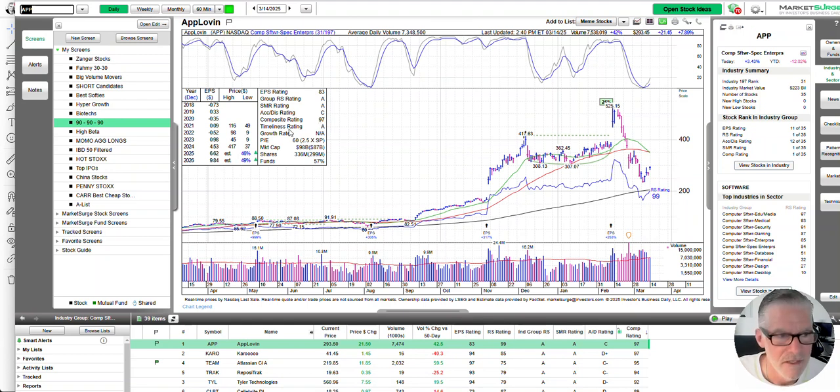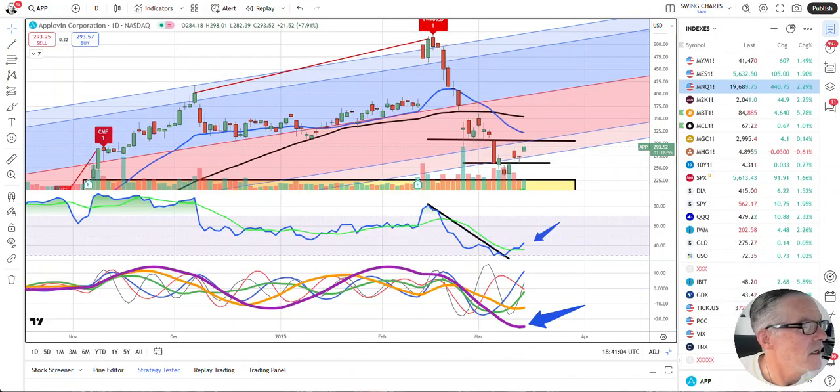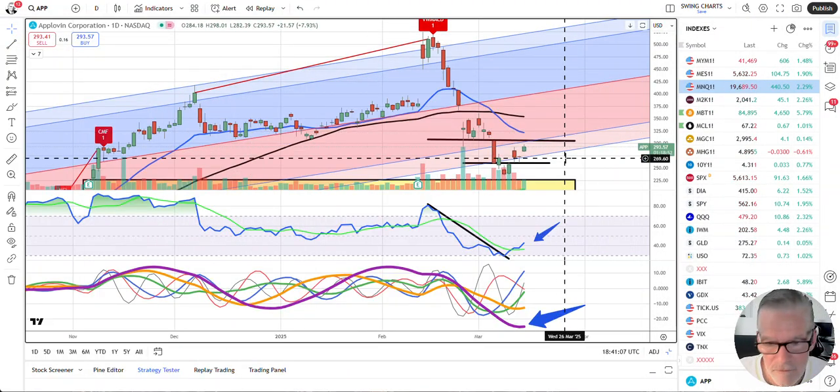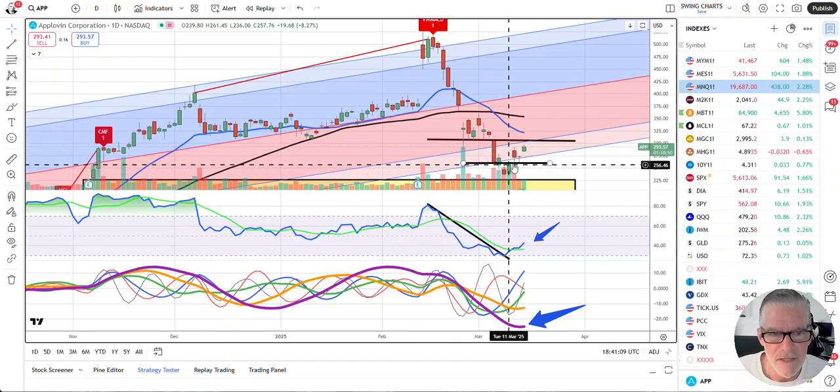APP is a 97. Look at the timeliness rating. That's your technical setup. It's an A. Doesn't get any better than that. Look at your SMR rating. That's sales growth, margins, and return on equity. When all those three things are strong, you've got strong pricing power, a moat, as Warren Buffett would say, and that's at an A. Doesn't get any better. So all of that is very, very good for APP in terms of the fundamentals of the company. And then you've got this price outperformance.